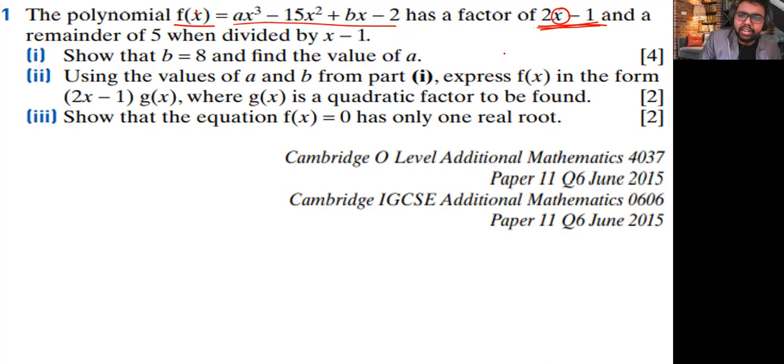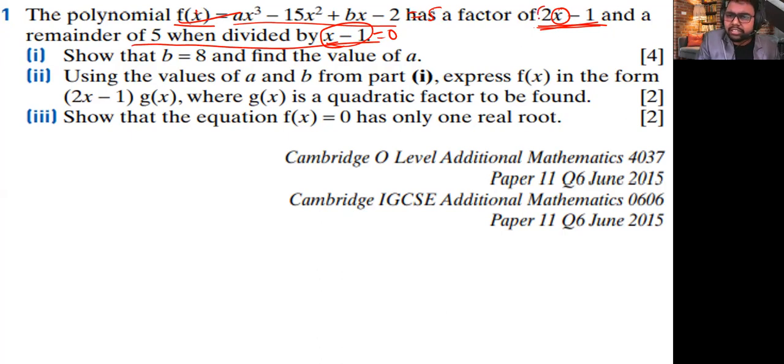And second, if you read the other part, it is saying a remainder of 5 when divided by x minus 1. That means when I divide my function f(x) by x minus 1, I get remainder equal to 5. So if I put its value of x here, then this whole function will become equal to 5, because when f(x) is divided by x minus 1, it gives remainder equal to 5.